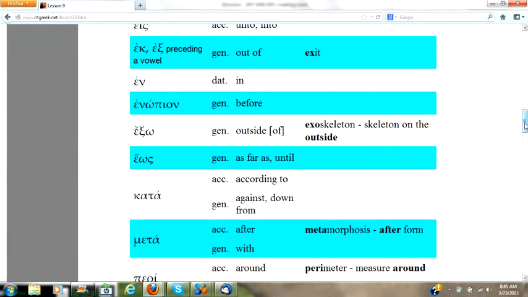Exo is used with the genitive case, and it means outside of. Heos is used with the genitive case, and it means as far as or until. Very similar to achri. Kata is used either with an object in the accusative case or an object in the genitive case. When the object is in the accusative case, kata may mean according to. When the object is in the genitive case, kata may mean against or down from.